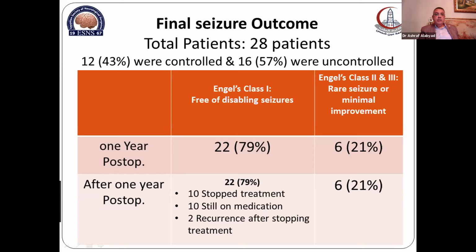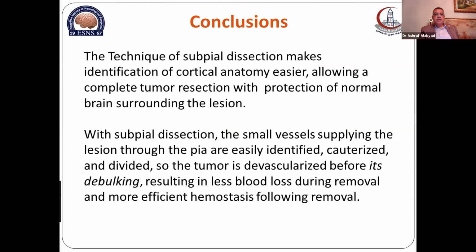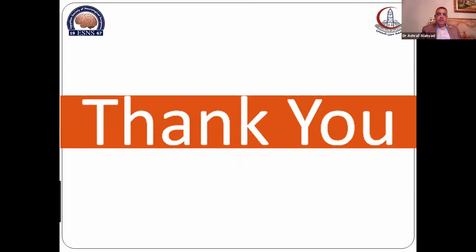The technique of subpial dissection makes identification of cortical anatomy easier, allowing a complete tumor resection with protection of normal brain surrounding the lesion. With subpial dissection, the small vessels supplying the lesion through the pia are easily identified, cauterized, and divided, so the tumor is devascularized before its removal, resulting in less blood loss during removal and more efficient hemostasis following resection. Thank you very much.